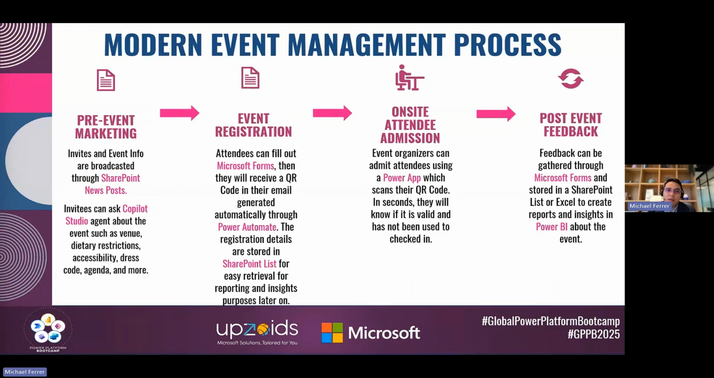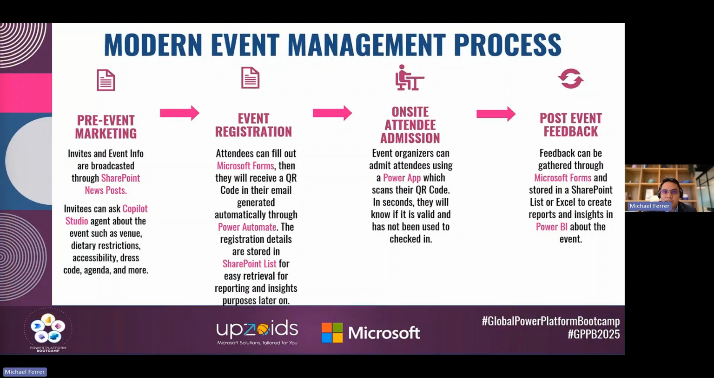Then after that, in the event registration, we'll be able to use Microsoft Forms as a registration form, and then we'll use Power Automate to confirm their registration and give them a ticket. A QR code will serve as their ticket to the venue, and the registration details can be stored in a SharePoint list for easy retrieval, or it can go straight to Power BI, can connect directly to Power BI, so you can get reporting and insights about them.